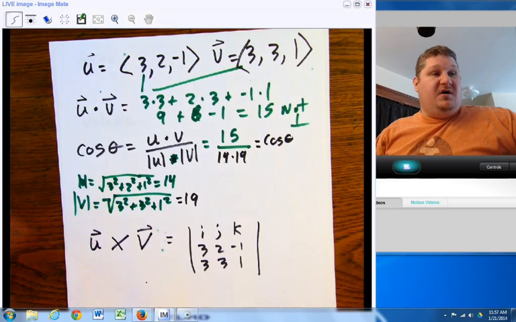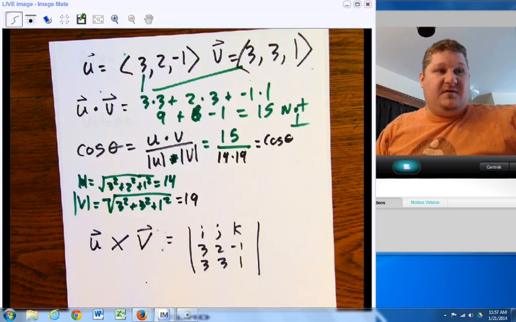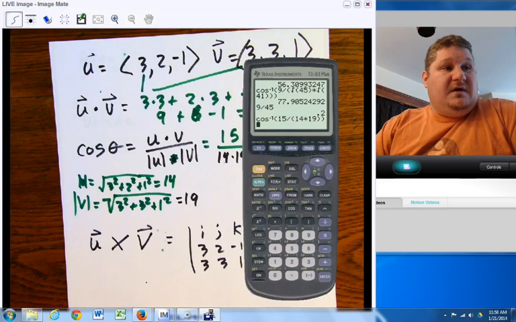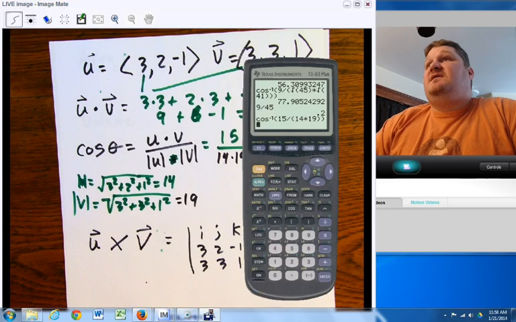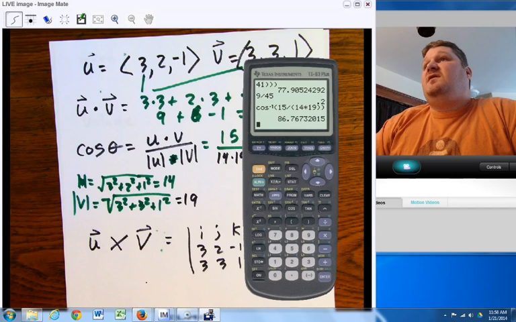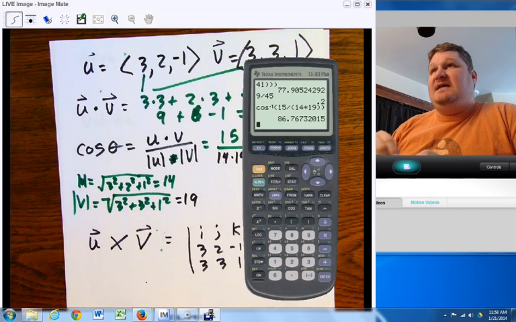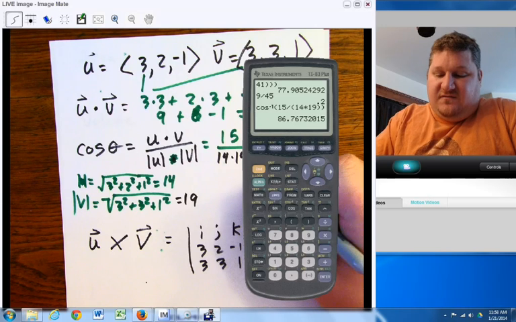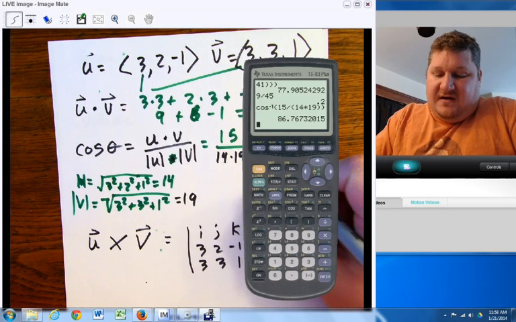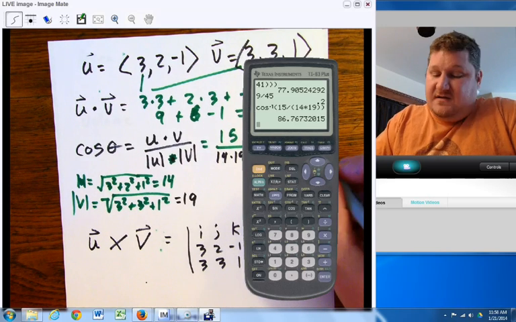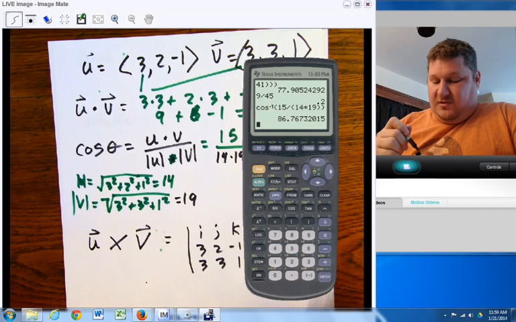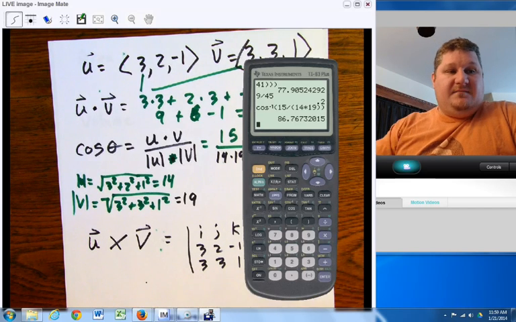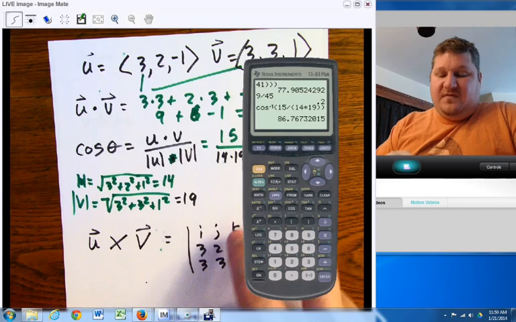Now, we're going to pause, grab the calculator, and see what we come up with. Okay, here we go. We have it plugged into the calculator. Let's go ahead and hit enter, and we come up with about 86.8 degrees. So the angle between the two vectors is about 86.8 degrees. So close to 90, but not quite.